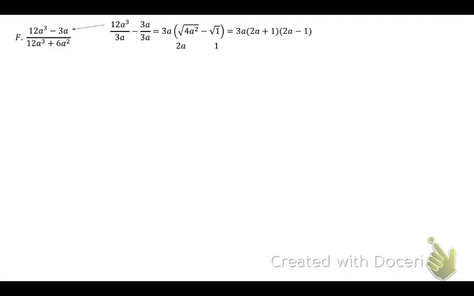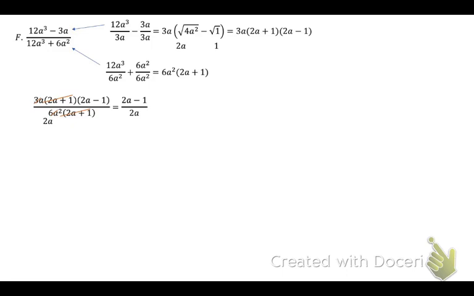For the bottom, I'm going to pull out a 6a squared. And you get 6a squared times 2a plus 1. So the top is 3a, 2a plus 1, 2a minus 1. Bottom is 6a squared, 2a plus 1. Those 2a plus 1s cancel. The 3a and the 6a squared cancel, leaving me 2a on the bottom. So I'm left with 2a minus 1 over 2a. Those two a's right there cannot cancel. Do not cancel those. Okay?